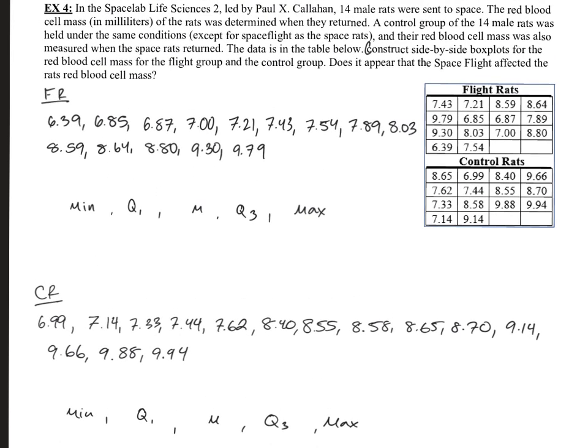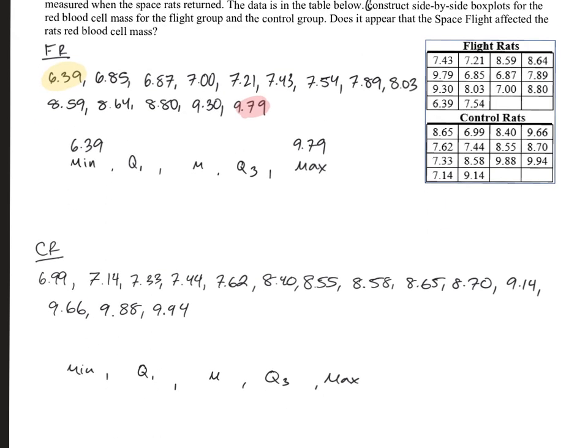Easiest as usual is to find min and max for each one. Go ahead and do that. Min and max: 6.39, 9.79. Find min and max for the other one. Min and max: 6.99, 9.94.